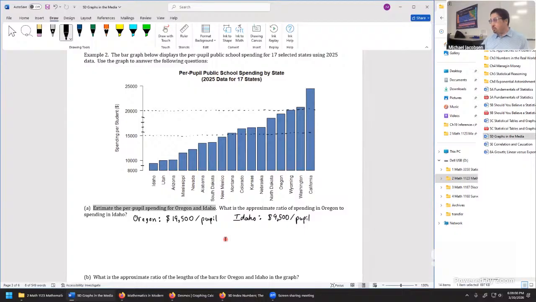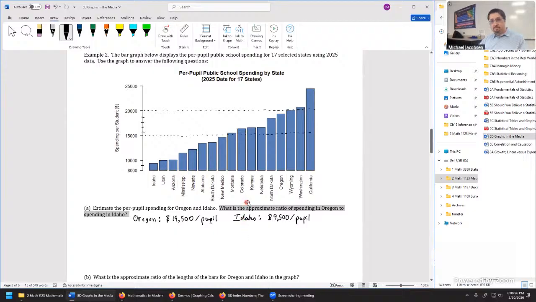Okay, the second part of the question, we've done some of these problems before, way back in chapter 2. I think questions like this came up when we were looking into population densities, and we were wondering how much more dense a certain country is compared to, say, USA, which is very low on the density scale. And it's the same kind of idea with this one. We're just wondering how many times more is the spending in Oregon versus Idaho.